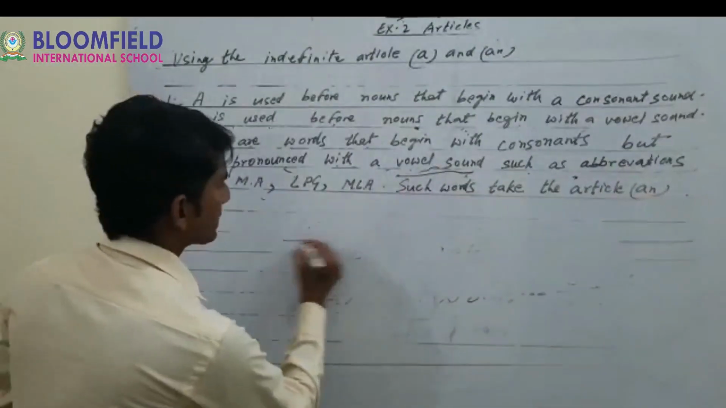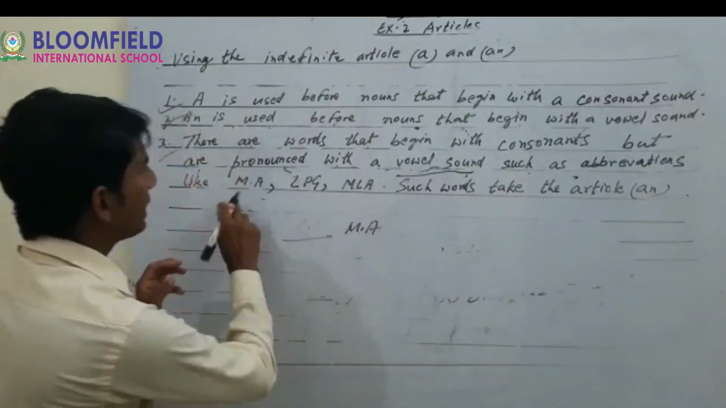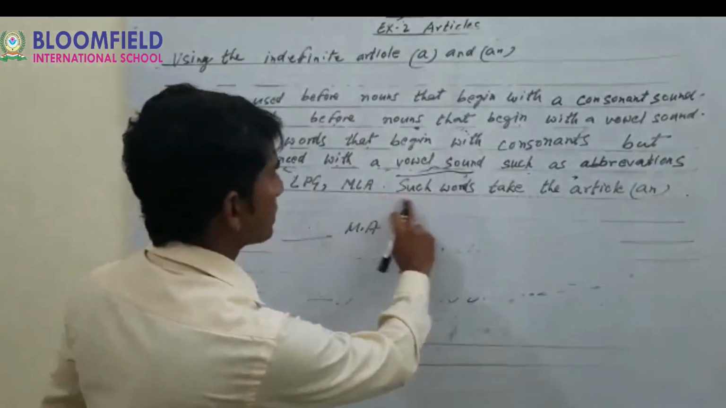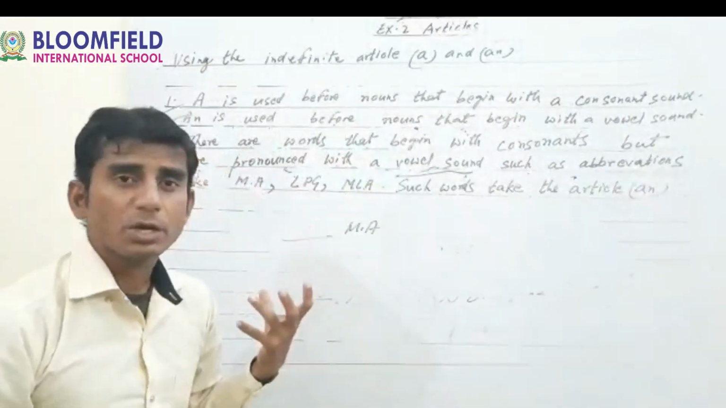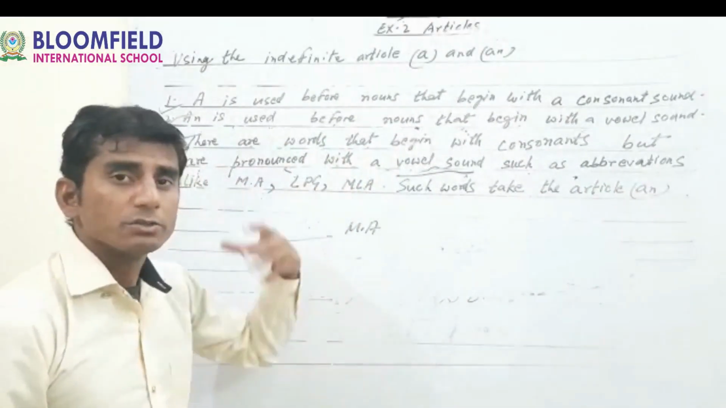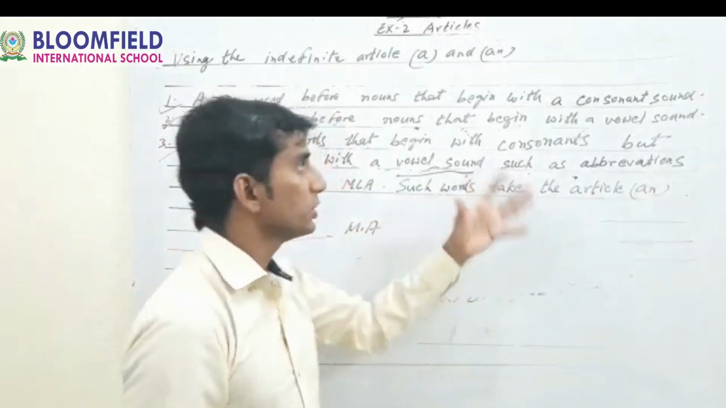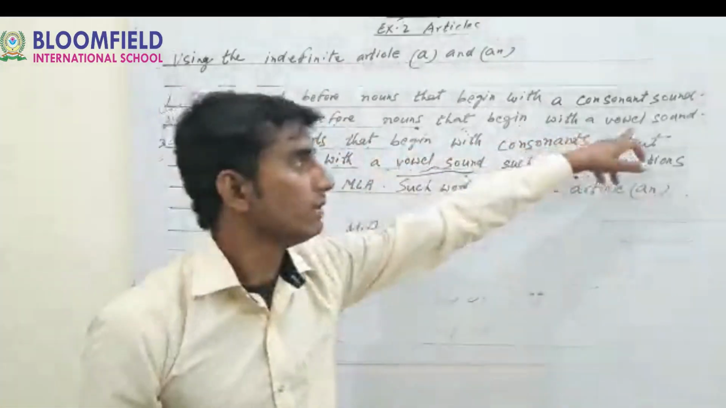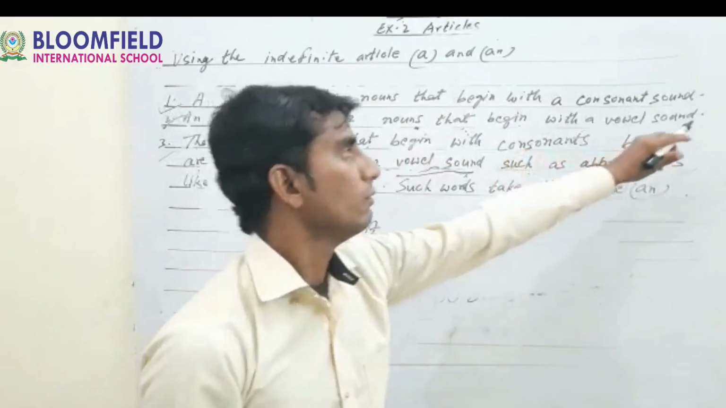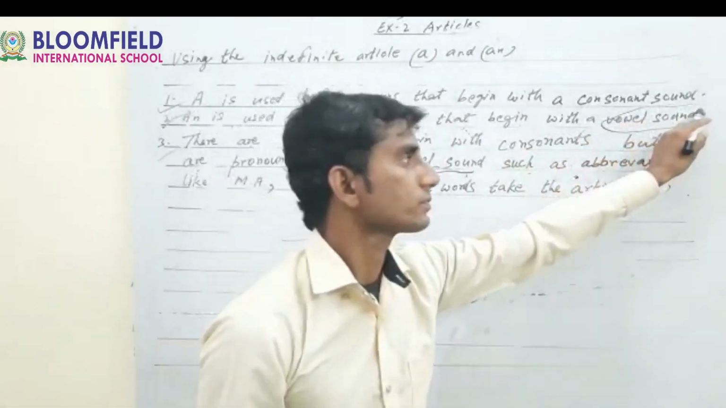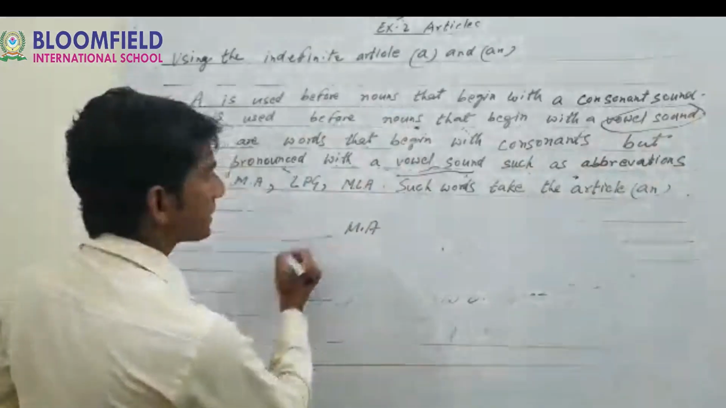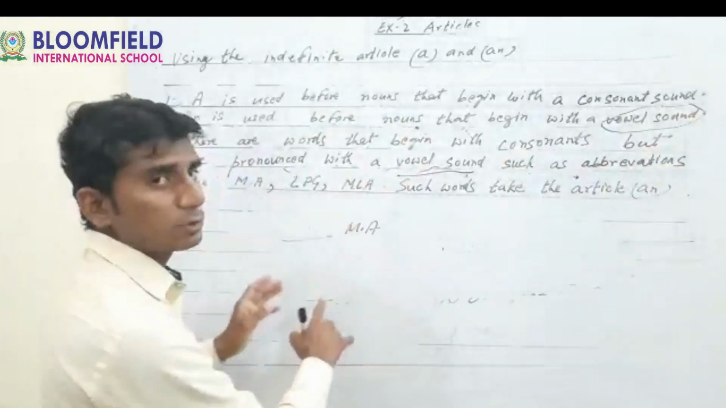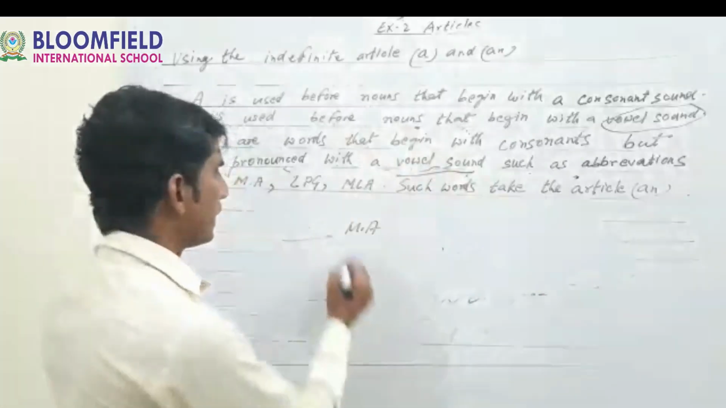Suppose MA, LPG, MLA. Such words take the article "an". Why? What is the reason behind it? The reason is that we have to catch the pronunciation. The pronunciation should begin with a vowel sound. Because before using any article with an abbreviation, we have to see the pronunciation.